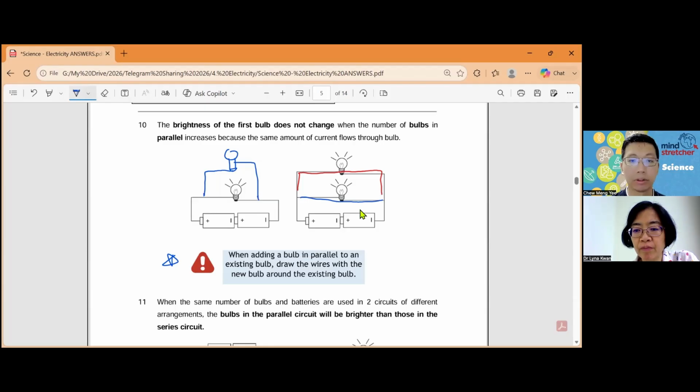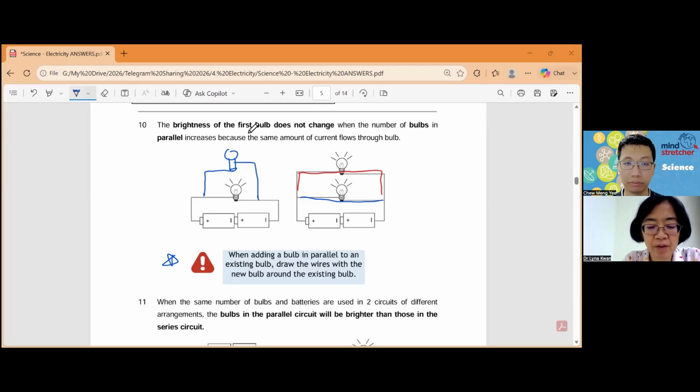When you draw, please use pencil because you are likely to make mistakes and you need to erase. So don't use pen, please use pencils to draw. If there are two light bulbs arranged in series with bulbs of the same brightness, yes. This parallel is not in syllabus.